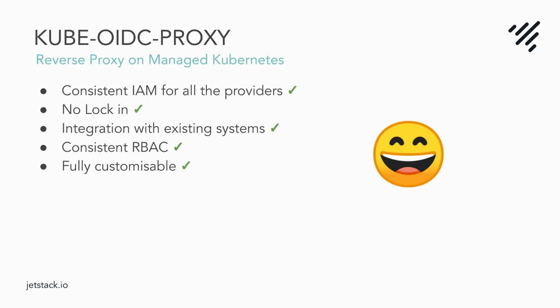Integration with existing systems: if you're pulling identity from on-premise, for example, then you can bring that identity with you and hook it up in that way. Consistent RBAC: users have the same identity across different clusters, and of course it's fully customizable. It being in our domain rather than hidden behind a managed service like GKE or EKS.